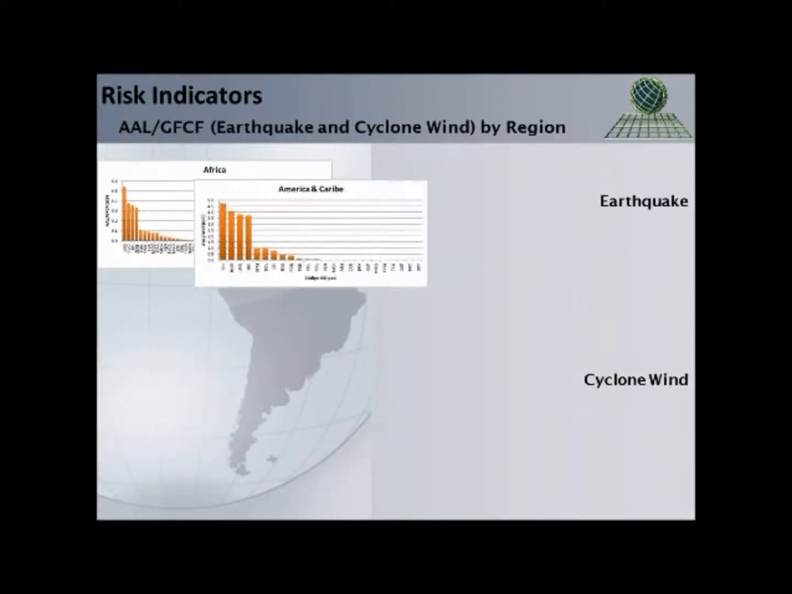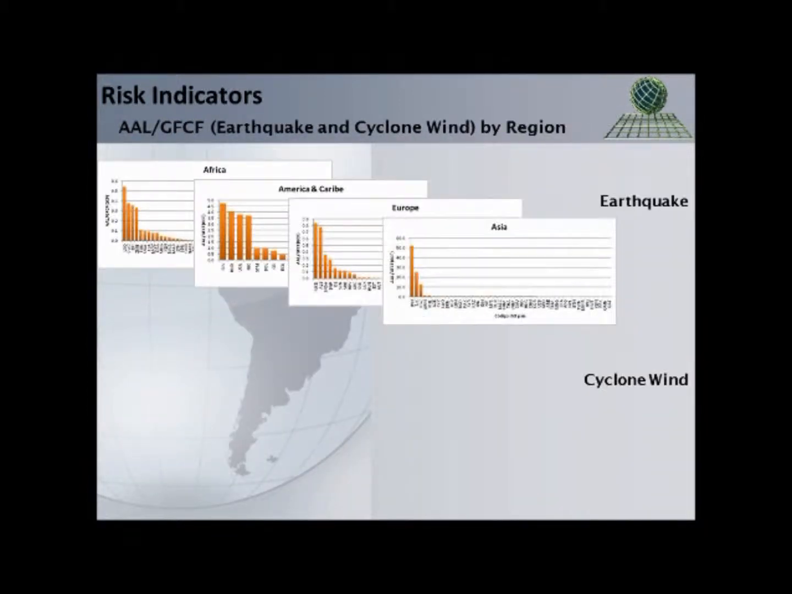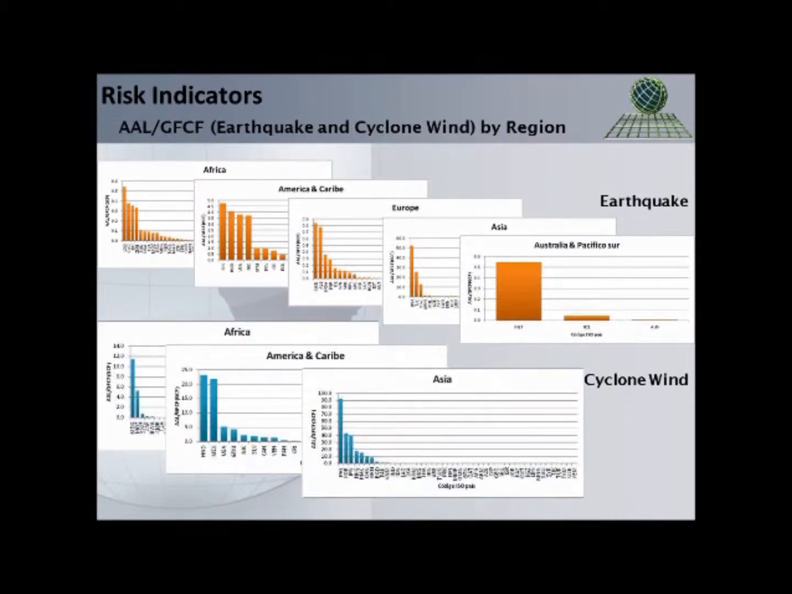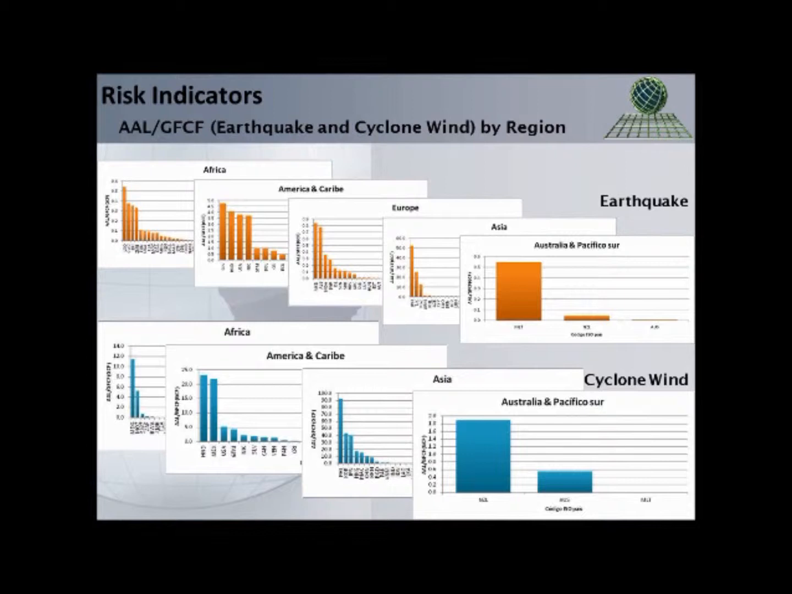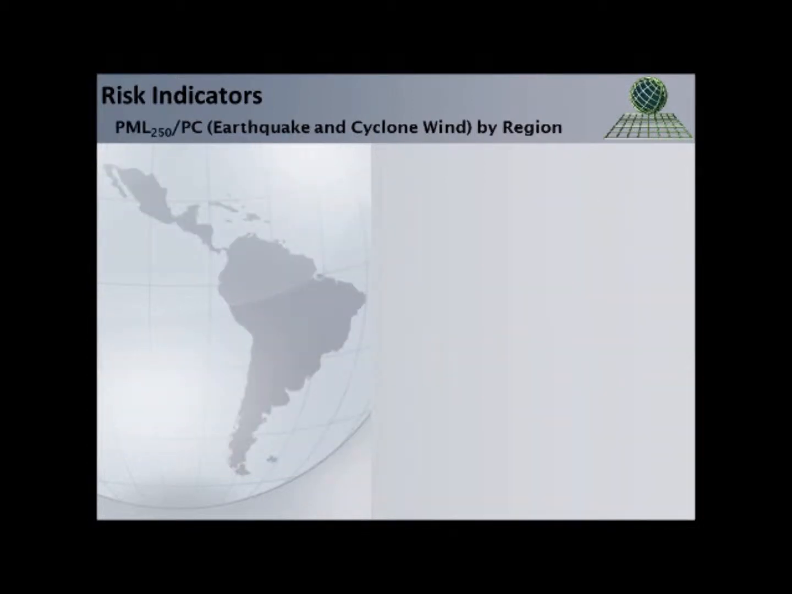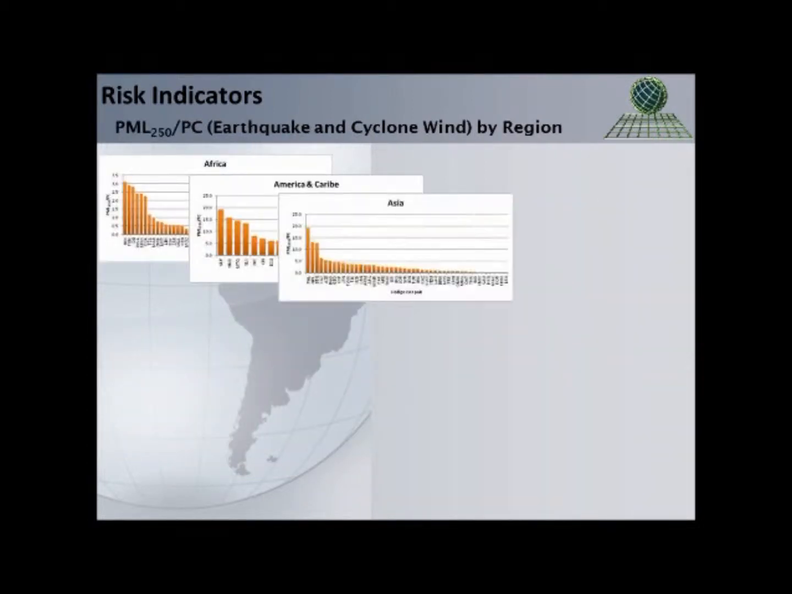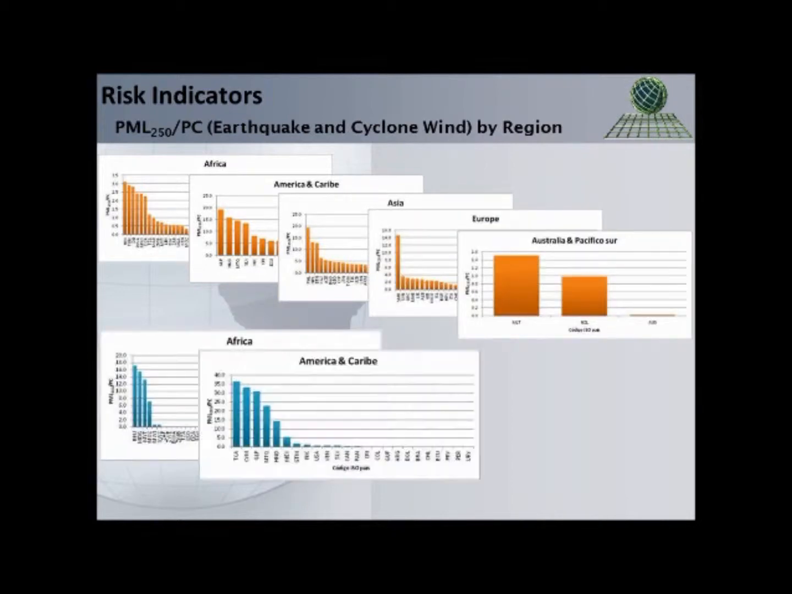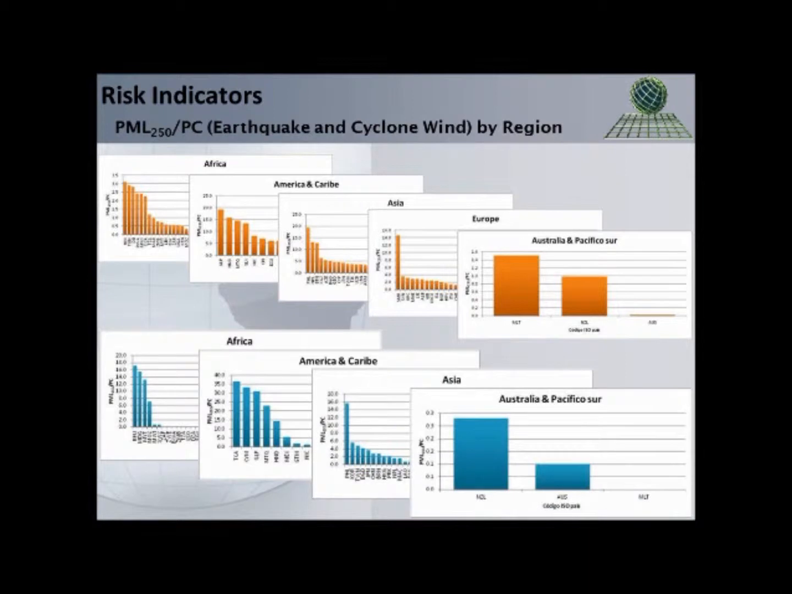These other figures present again the average annual loss due to earthquake and cyclone winds, but now normalized by the gross fixed capital formation value. The figures of this slide present for earthquake and cyclone winds risk the probable maximum loss for 250-year return period normalized by the produced capital. These results are grouped by regions.